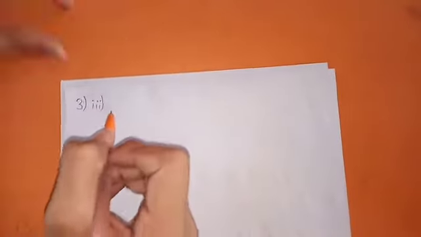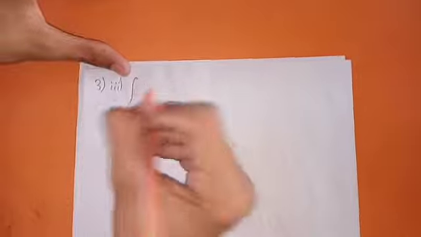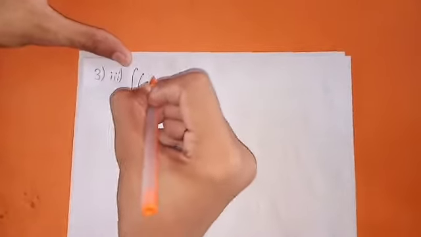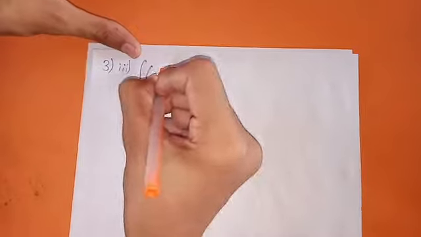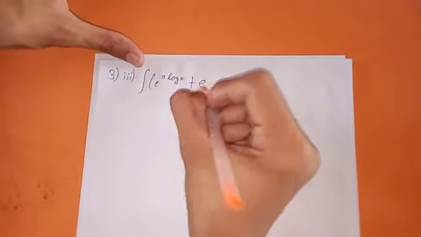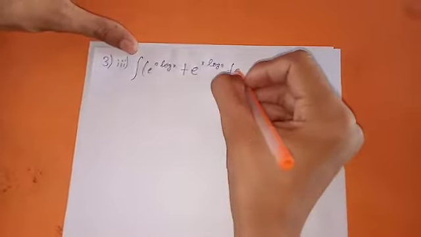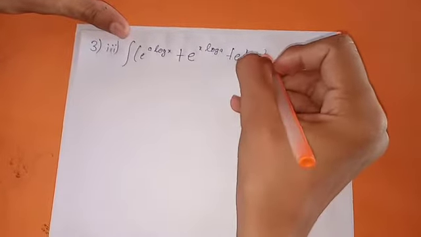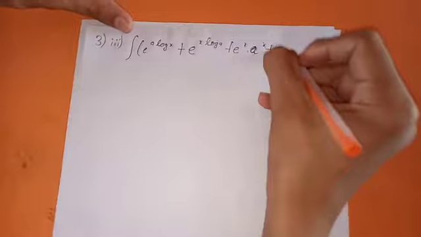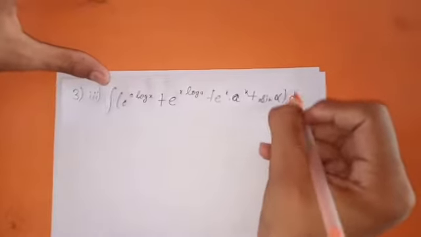Question number 2 is easy. Now I am solving question number 3, third part. Okay, what is given is integrate e raised to power a log x plus e raised to power x log a plus e of x into a of x plus sin alpha dx.